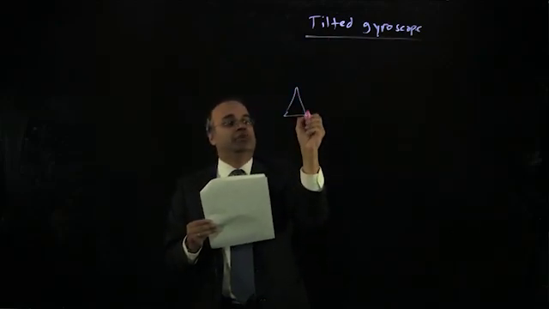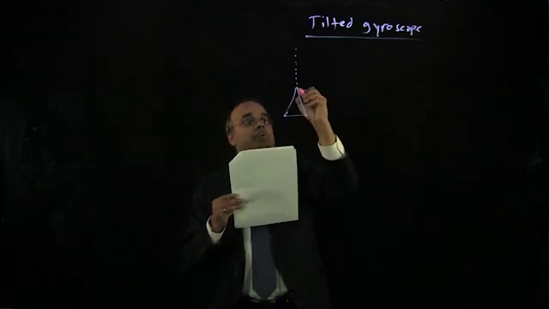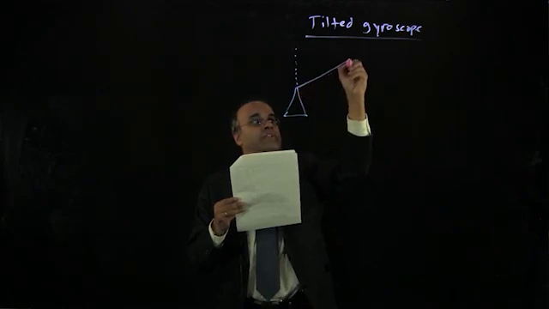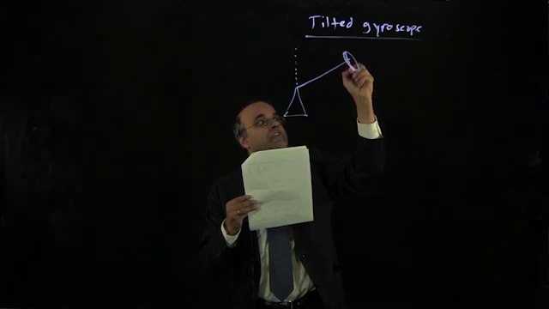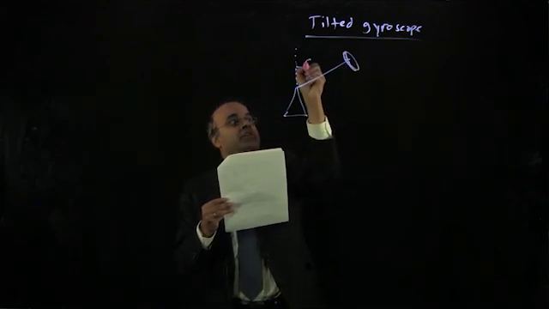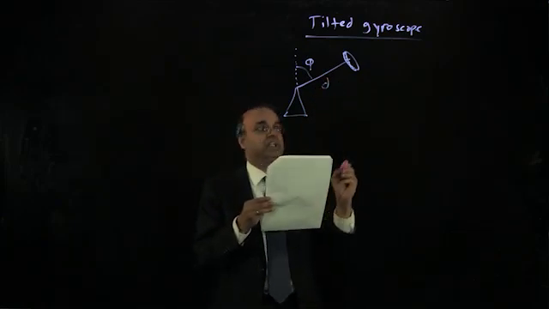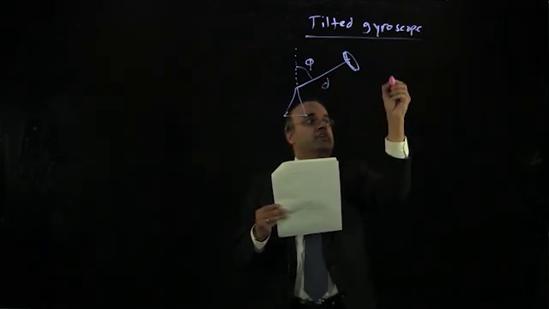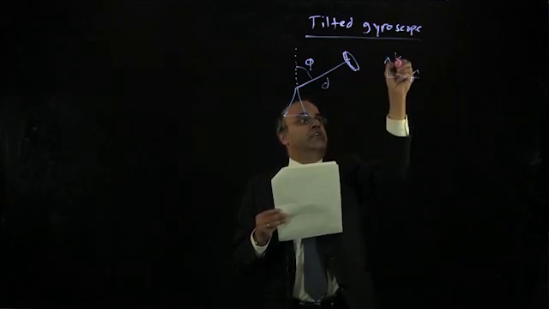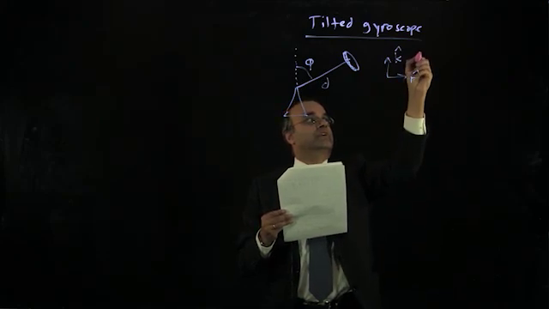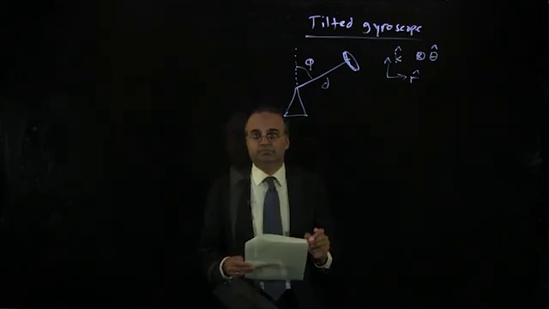So here's my pivot point. That's the vertical. And instead of a horizontal gyroscope, now I'll draw my gyroscope at some angle like this. Here's my wheel. I'll call that angle with the vertical phi. This distance is still d. And I'll use the usual coordinate system that r hat is pointing outward this way, k hat is pointing vertically, and theta hat is pointing into the screen.